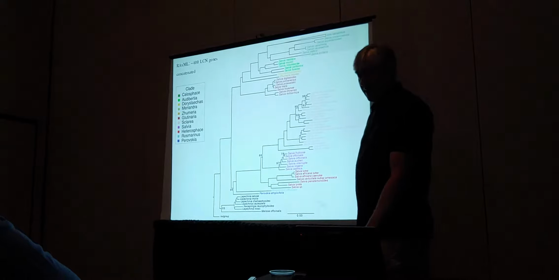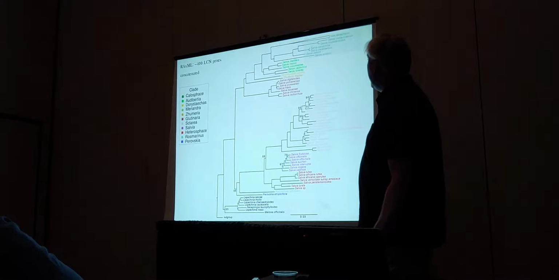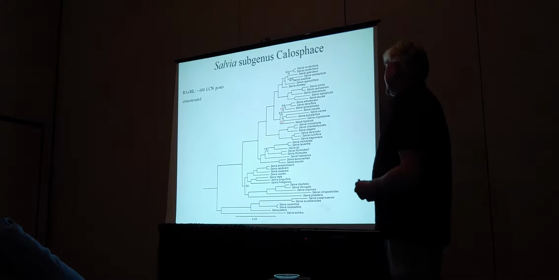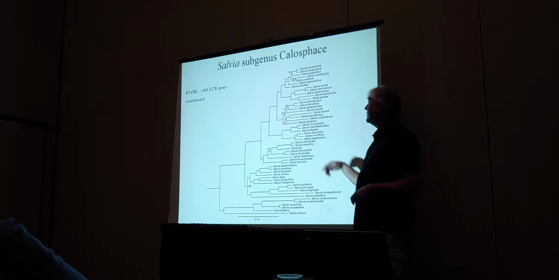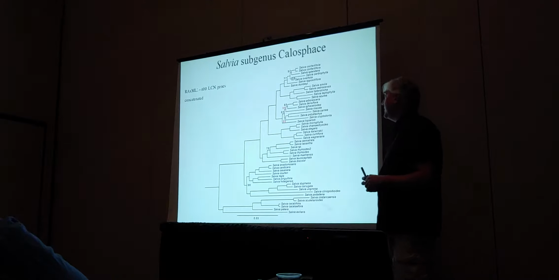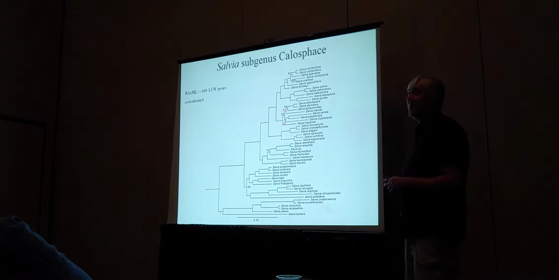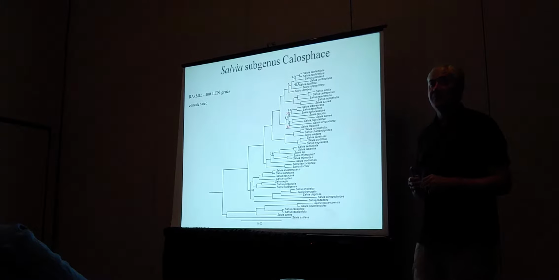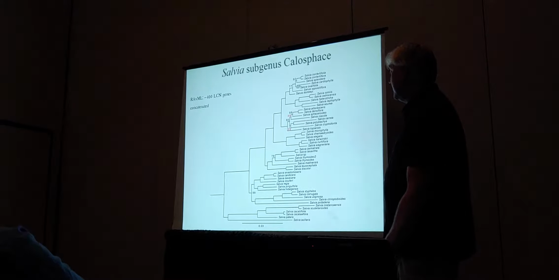The exception to that would be up here in Calosphace, the largest group, core Calosphace. Within that group, there are still a few nodes that have poor resolution. So in red, there are nodes that have less than 50% support. So even with all this data, some of these closely related species or species complexes are still difficult to disentangle, even with the loaded data. But it's much better than before, for sure.